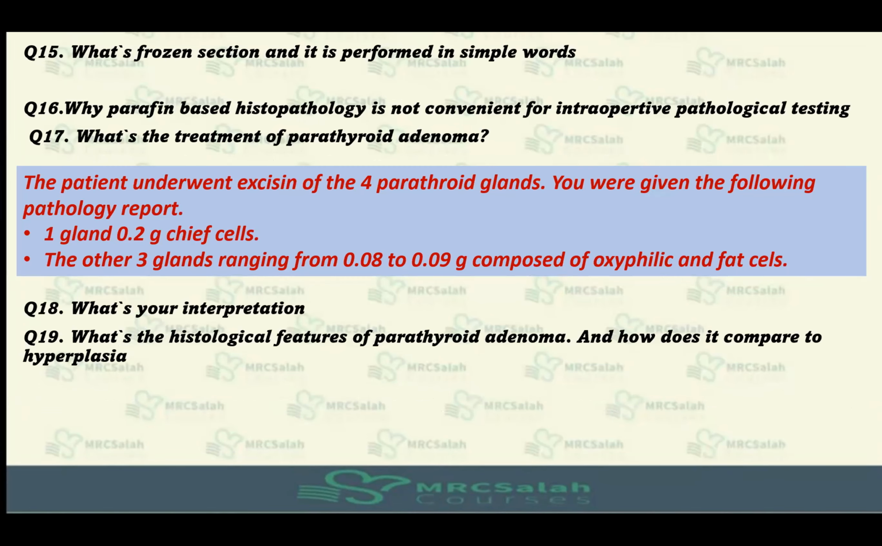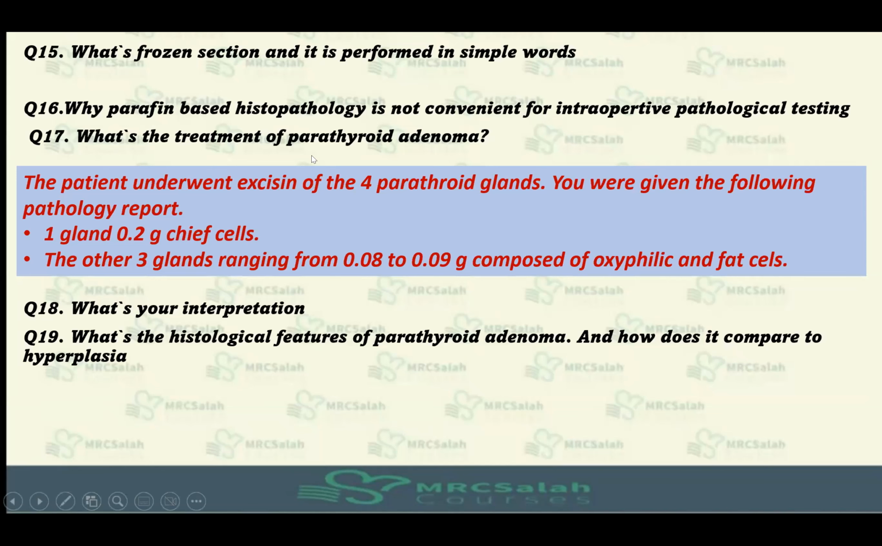You said that intraoperatively we can use frozen section. Can you tell me how we can do frozen section? Simply, frozen section is snap freezing, sectioning, staining, and microscopic assessment. Okay, so snap freezing, cutting, fixation. Yes, fixation and stain, microscopic assessment. Great. Why is paraffin-based histopathology not convenient for intraoperative pathological testing? Because it takes about a week for the specimen to be embedded in paraffin. Great.